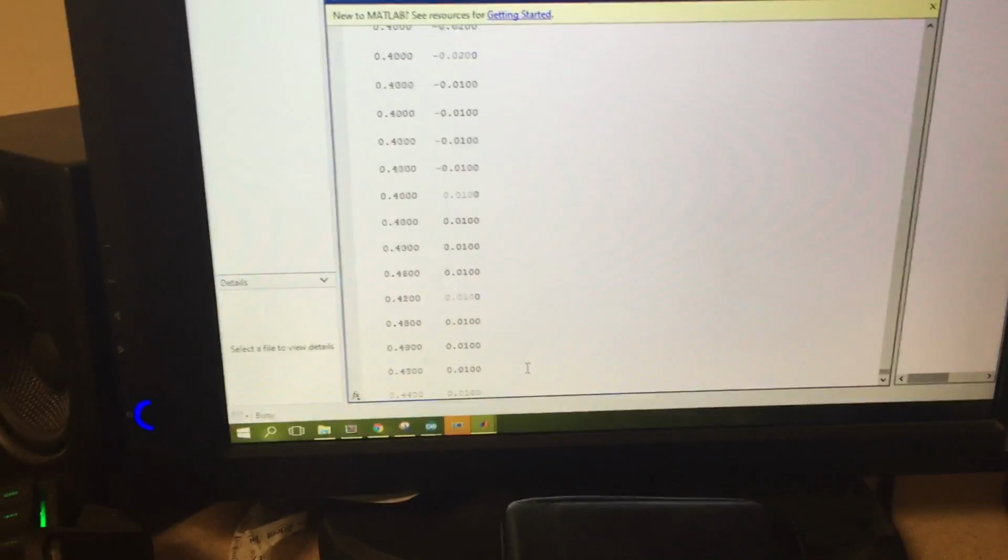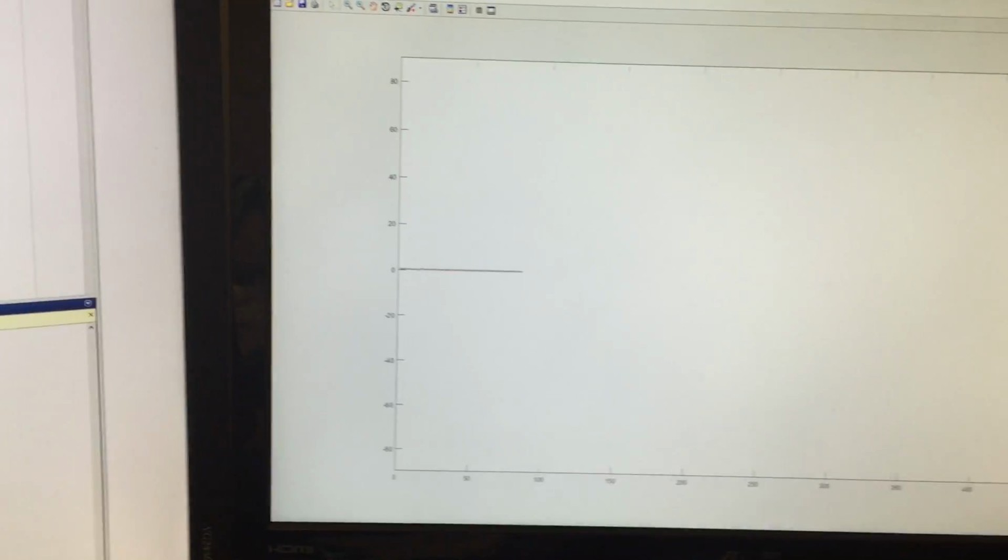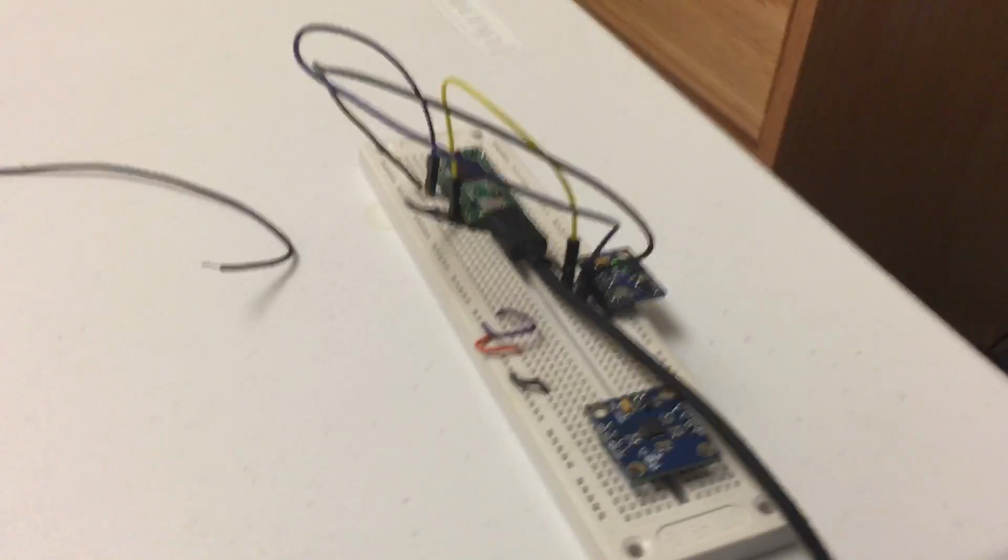Here you can see an old graph for a test. I'll run the system. We can see numbers start to scroll by. We can see that the graph is starting to populate. The system has oriented itself to a 0-degree reference, which is where we are now.